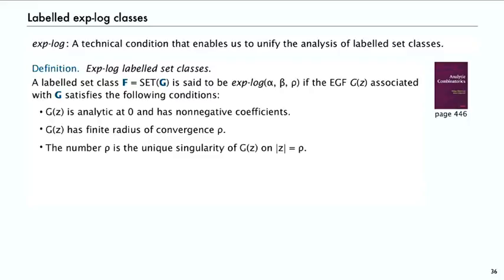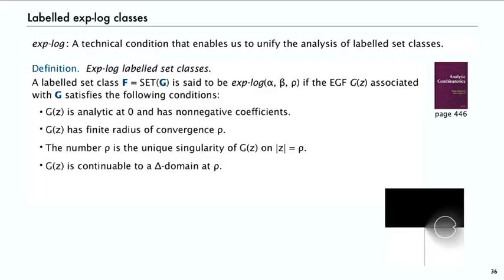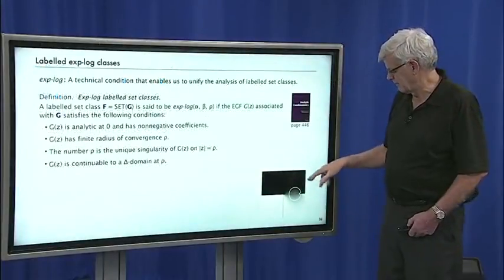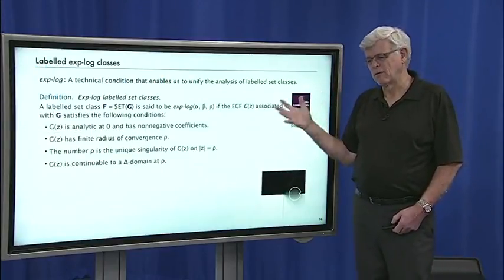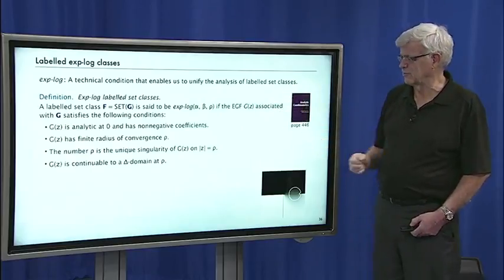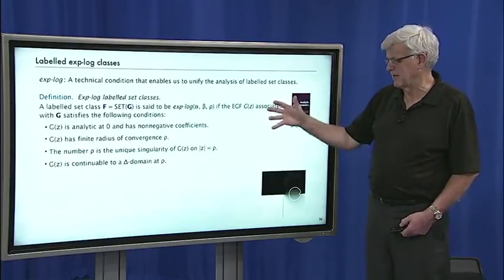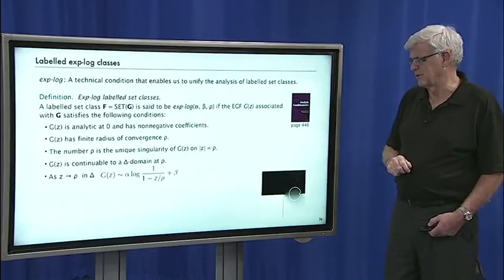And then, similar to what we saw for meromorphic and other applications, if there are a lot of singularities the same distance from the origin, then you have complicated periodicities. But in a great many applications, it has a unique singularity on its radius of convergence. And then it has to be a delta domain for the G function at rho. That has to be checked. So these are all technical conditions that are required in order for the singularity analysis proof to go through. And for many applications, these are very easy to establish.